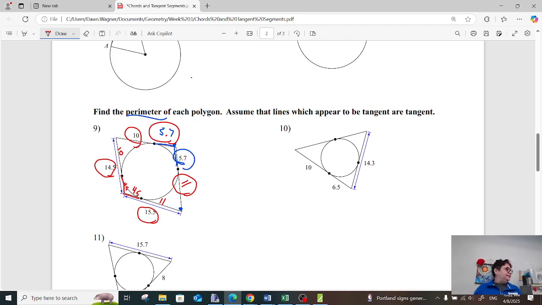Do we have the right answer now? Did you get 62.4? So be careful. You may have to do that. Walk around and find missing pieces. It's like a puzzle. And you have 2 to practice on.